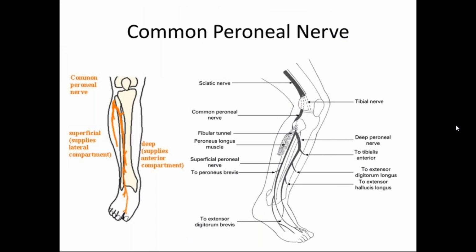In this slide, we can see the sciatic nerve dividing into the two terminal branches, that is the tibial nerve and the common peroneal nerve. The common peroneal nerve again is divided into the superficial peroneal nerve and the deep peroneal nerve. The superficial peroneal nerve supplies the lateral compartment, that is the peroneus longus muscle and the peroneus brevis muscle. The deep peroneal nerve supplies the tibialis anterior, extensor digitorum longus and extensor hallucis longus. Also, it gives branch to the extensor digitorum brevis.